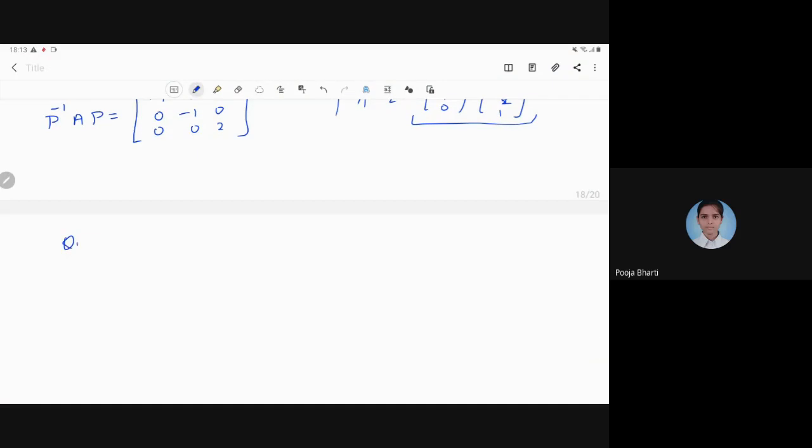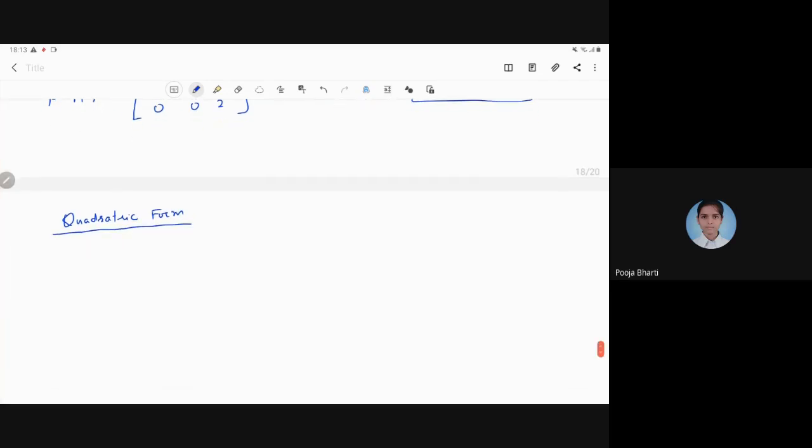Let me discuss one more topic. It is a very short one. Quadratic form. Suppose I take a 2 cross 2 matrix just for understanding: 1, 2, 2, 3. X, I choose a vector with 2 entries, x1, x2.